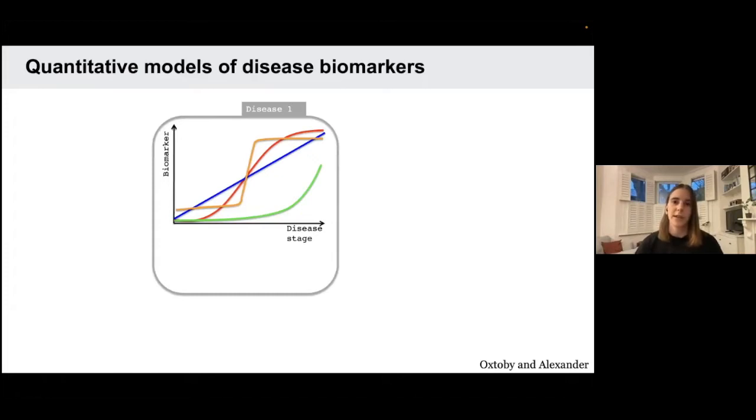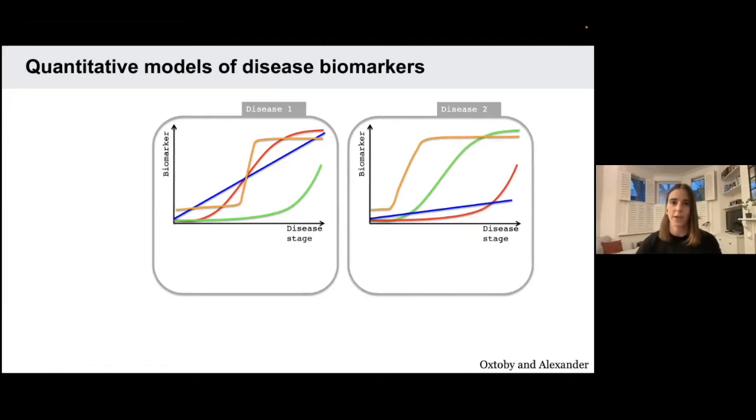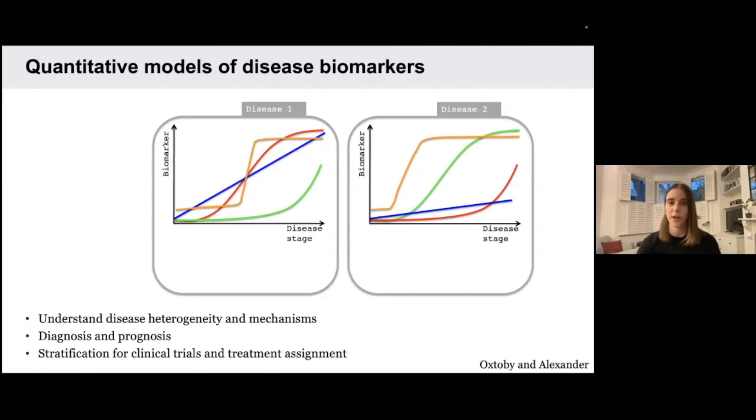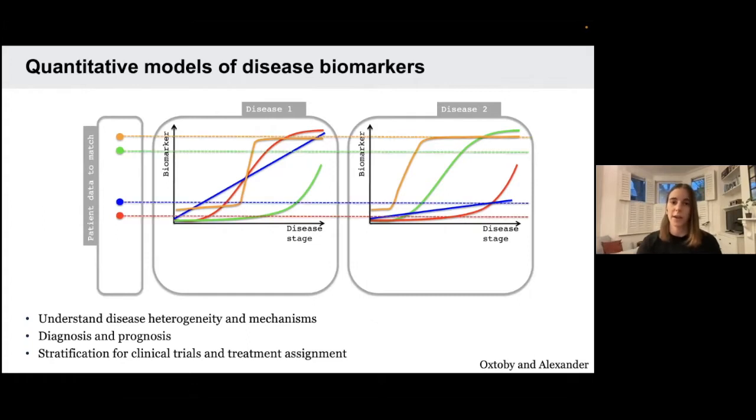Quantitative models of disease biomarkers can enable us to map out this type of complexity by looking at how different biomarkers change with disease stage. We can then compare how these biomarkers change with disease stage across different diseases or in different disease subtypes. These types of quantitative models can not only help us understand disease heterogeneity, but they could also be used for diagnosis and prognosis, or for stratification for clinical trials or for treatment assignment. They can do this by allowing us to take new patient data and compare it with different quantitative models, and enable us to evaluate which disease or disease subtype an individual has and at what stage along the progression of that disease or disease subtype they are.